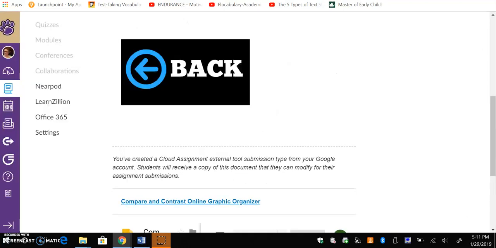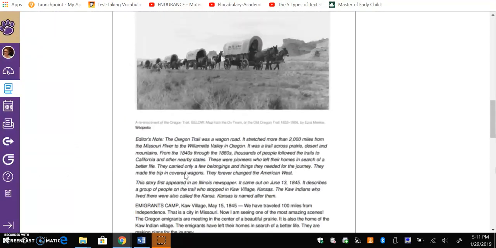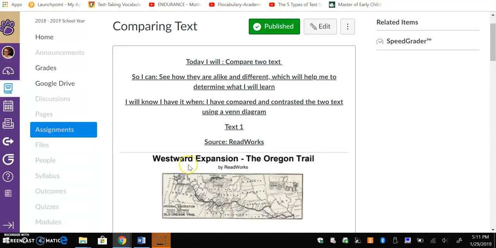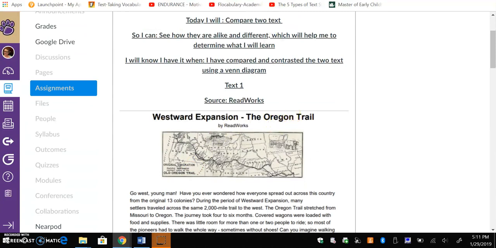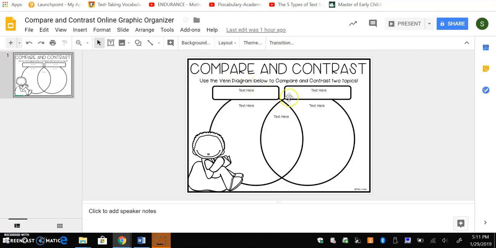The second text, for me, your first text is the Oregon Trail. Your second text is Time Machine. So those will be your 2. My 2 are about the Alamo, so I would put those here. But I'm actually going to go ahead and fill in yours so you know that you're doing yours on the Oregon Trail, and then Time Machine.